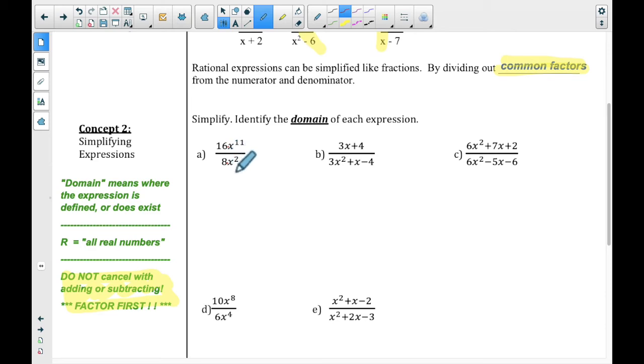So can we factor this? Well, yeah, 16 is like 2 times 8, right? So that means the 8s can simplify down to 1. All right, so the first part of this is just a 2. Then the second power and the 11th power, yes, we learned that before in our last lesson, that x to the 2 and x to the 11 can simplify down to x to the 9th. So this one is 2x to the 9th. We're going to talk about domain in just a minute.